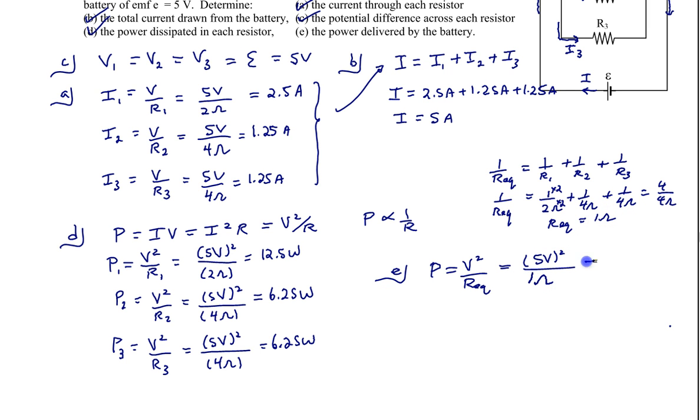If we put 1 ohm in there, we'll have a total power of 25 watts. Now alternatively, it would have been easier if I had done I times V or I squared times R. Or I could even just have done power equals power 1 plus power 2 plus power 3, and simply add up 12.5 watts plus 6.25 watts plus 6.25 watts. And that will also give you 25 watts, which is the total power driven by that circuit. All right, and that's it for this example on parallel circuits.